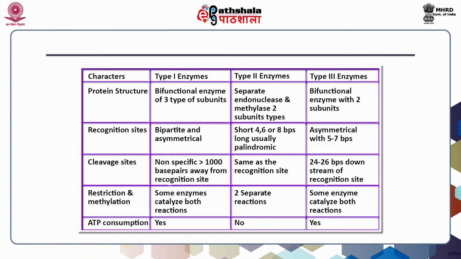pairs. Cleavage sites for type 1 enzymes are non-specific, greater than 1000 base pairs away from the recognition site. Cleavage sites in type 2 enzymes are the same as the recognition site, while cleavage sites in type 3 enzymes are 24 to 26 base pairs downstream of the recognition site. Restriction and methylation: in type 1 enzymes, some enzymes catalyze both reactions. Two separate reactions of restriction and methylation are carried out by type 2 enzymes, and some enzymes catalyze both reactions in the case of type 3 enzymes. ATP consumption exists in the case of type 1 and type 3, but not in the case of type 2 enzymes.